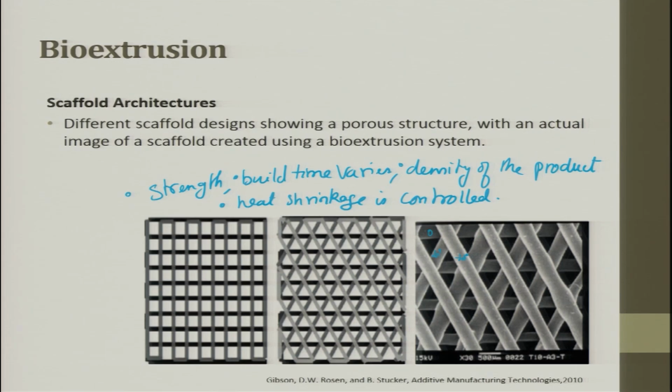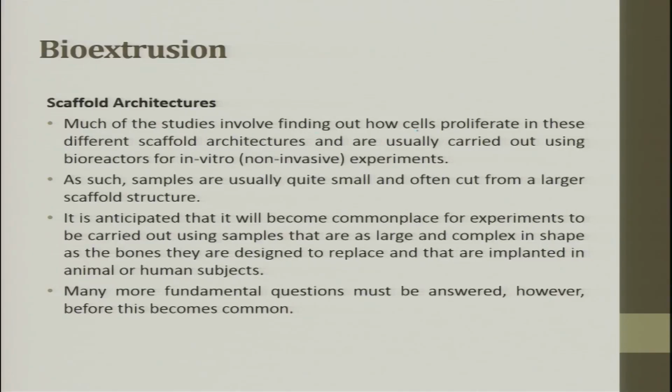So, what you print gets integrated into your body, and still it is in the research stage. There are few labs abroad, they have started making testings and then they have started implementing in the body, but still a long way to go. Much of the study involves finding out how cell proliferates in these different scaffold architecture, and are usually carried out using bioreactors for in vitro experiments. As such, samples are usually quite small and often cut from a large scaffold structure.